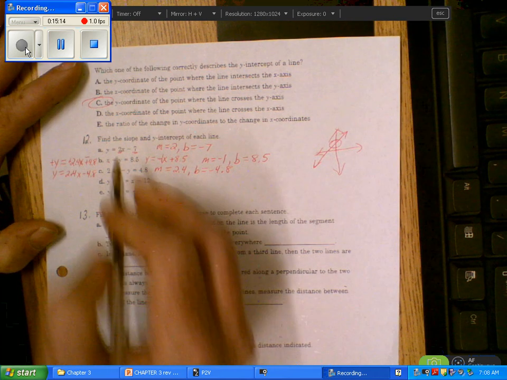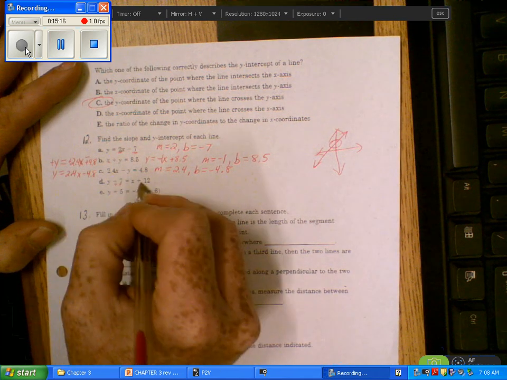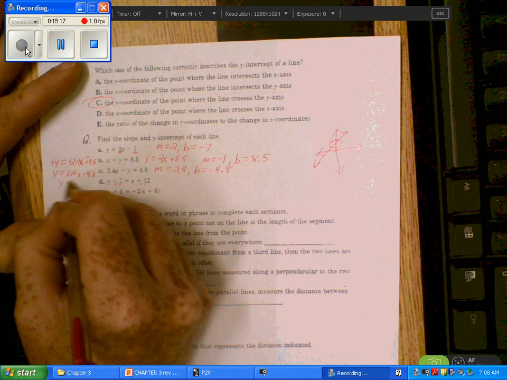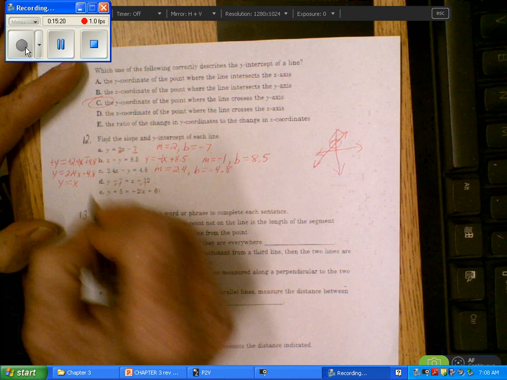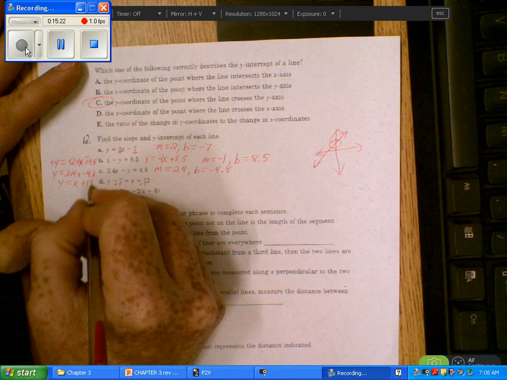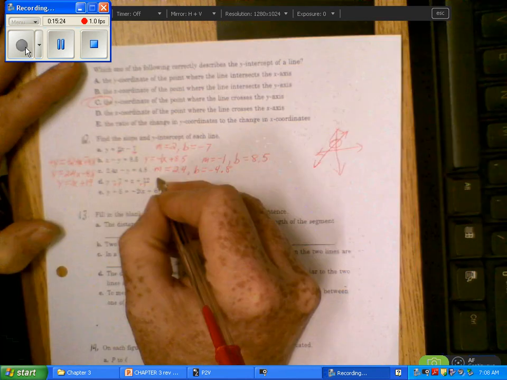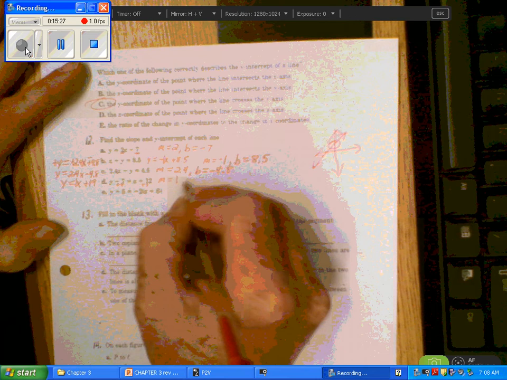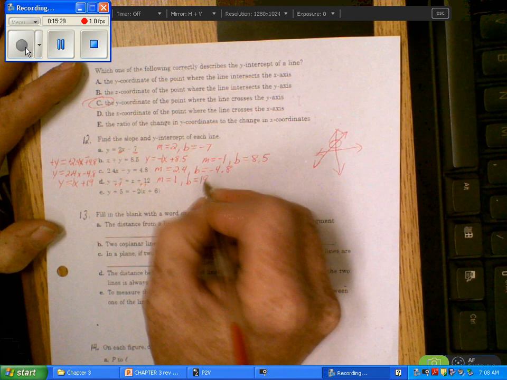This one, we move the 7 to the other side, so we just add 7 to both sides, and you end up with y equals x plus 19. The coefficient out in front of the x, which is the slope, is 1. The b ends up being 19.